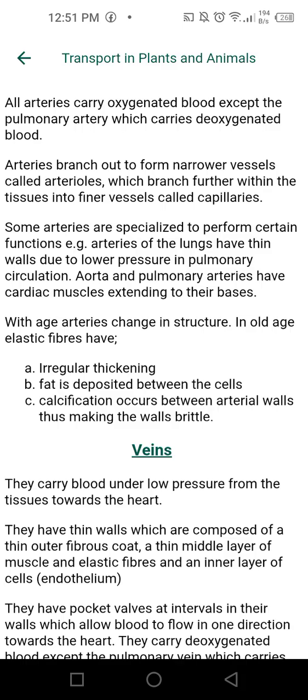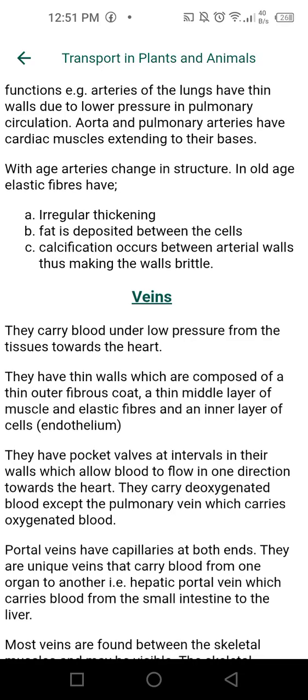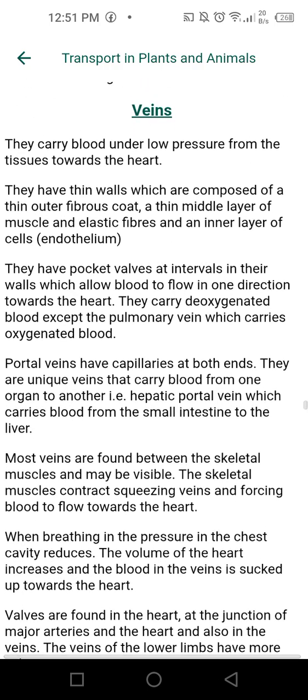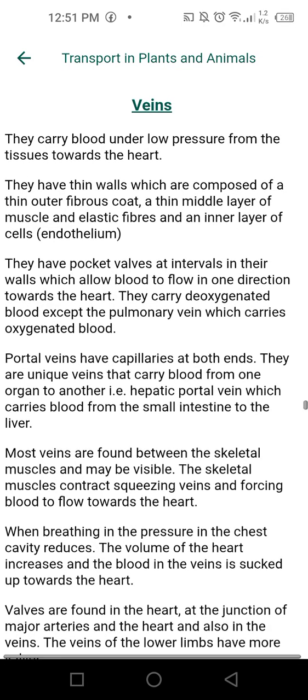Veins. They carry blood under low pressure from the tissues towards the heart. They have thin walls which are composed of a thin outer fibrous coat, a thin middle layer of muscle and elastic fibers, and an inner layer of cells, endothelium. They have pocket valves at intervals in their walls which allow blood to flow in one direction towards the heart. They carry deoxygenated blood except the pulmonary vein, which carries oxygenated blood.